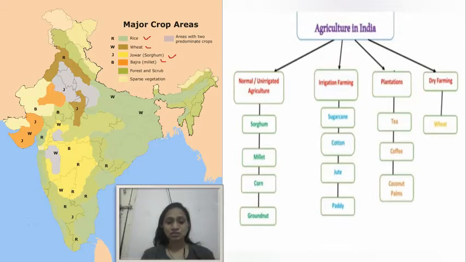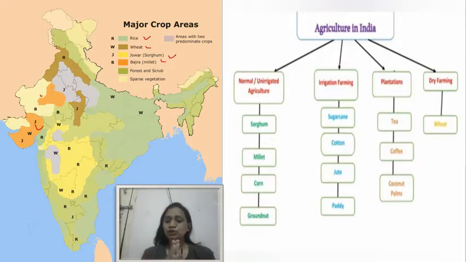Then you can see wheat. Okay, so here this is brown and these all are the wheat areas. Then you see it is Gujarat. So the condition of Gujarat is more favorable for millet, wheat, bajra. Okay, and that's also the condition with Rajasthan. Okay, areas with the two predominant crops are in the light purple color. Okay, so this is how the various crops are grown in the different regions of India.